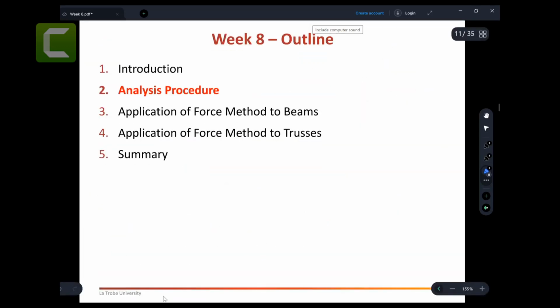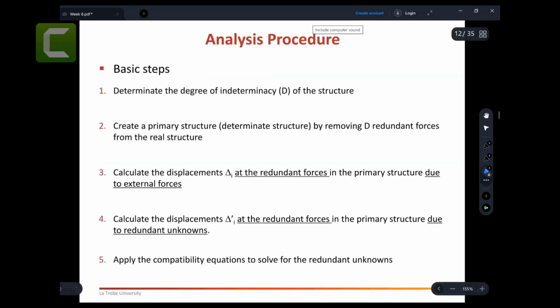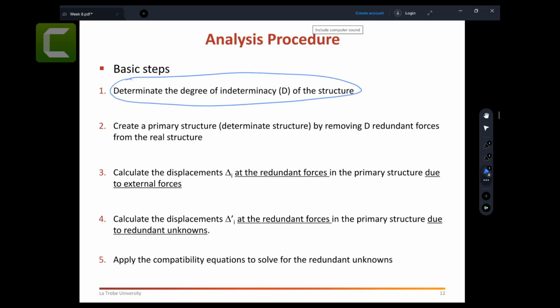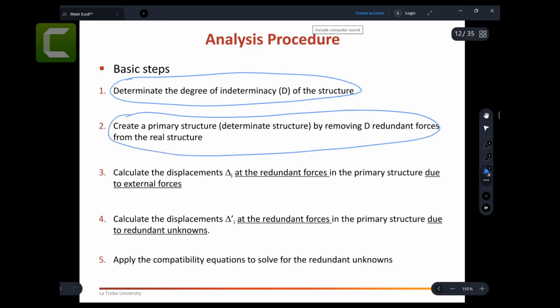All right, before moving on, I'll give you the procedure. Don't worry if you don't get the full concept of the procedure, because when we take examples, you will get more understanding on this matter. First, we're going to find the degree of indeterminacy. And you know how to find it by now, because we have taken a couple of examples for truss and beam. Then you create the primary structure. And by the way, primary structures are the determinate structures.